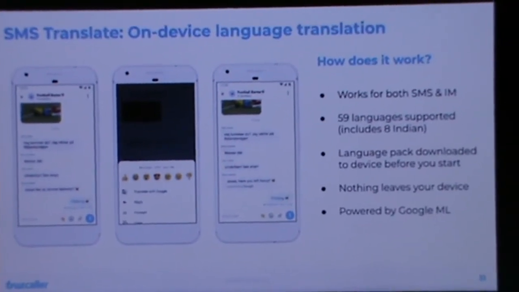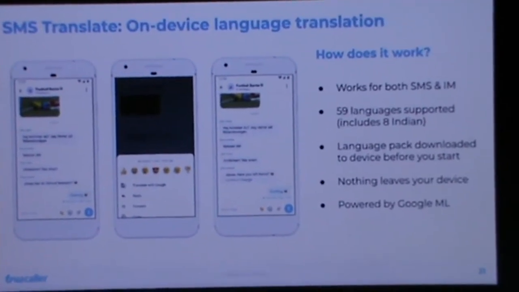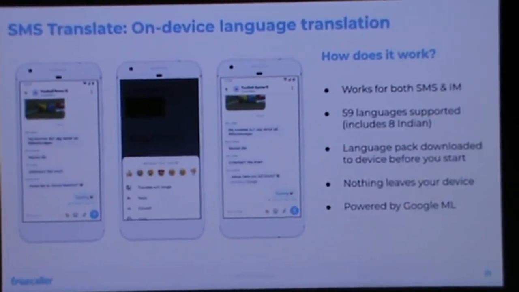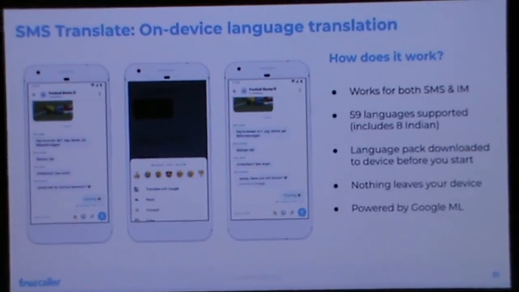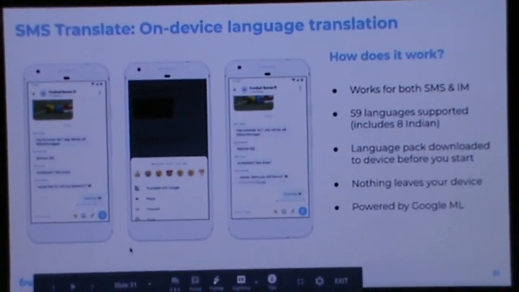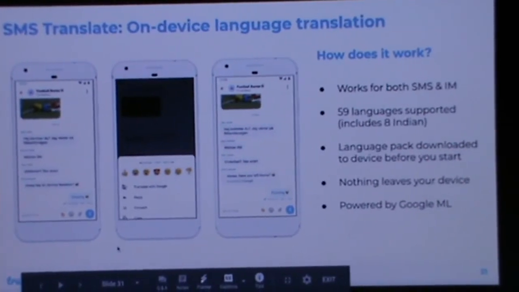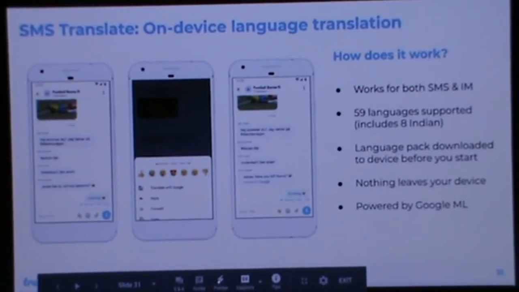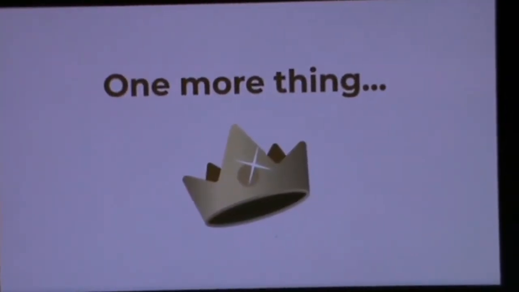And everything happens offline. So the language packs are downloaded to your device, the languages that you want to translate to. And then you can also verify this by switching off your data if you want, and the translation will happen and your SMS can go through. All of this is powered by Google ML. So that brings us to the end of the briefing.